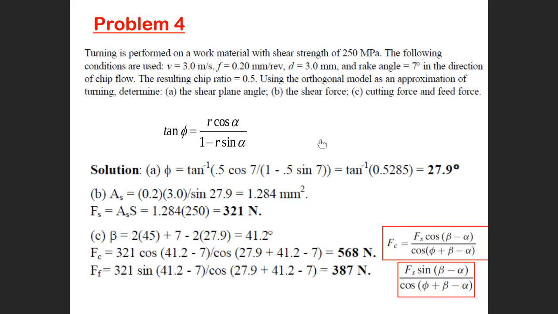So this is the end of chapter 17. Any questions, guys? Generally, any questions about chapter 17?